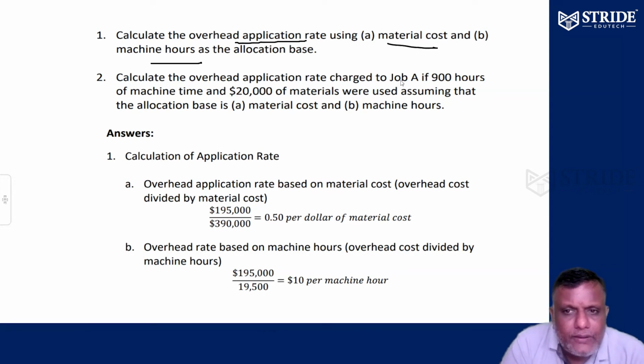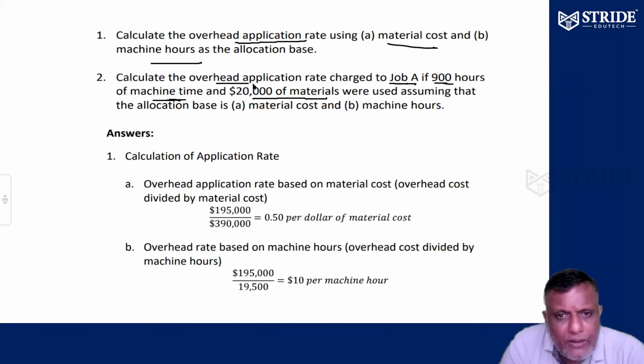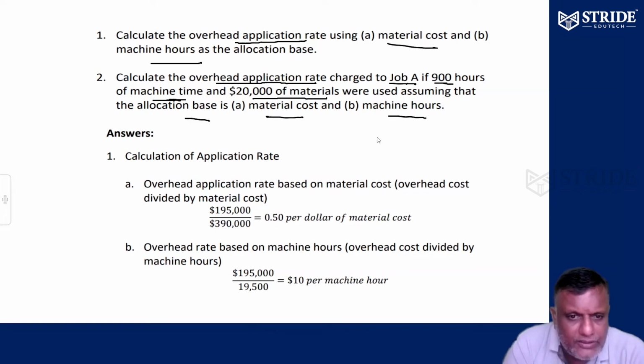Number two. Suppose this company took a job, Job A. It involves 900 machine hours and $20,000 of material for the job. Find the applicable overhead rate for this product, with allocation based on the material cost and based on the machine hour. That's what they're telling you, right?